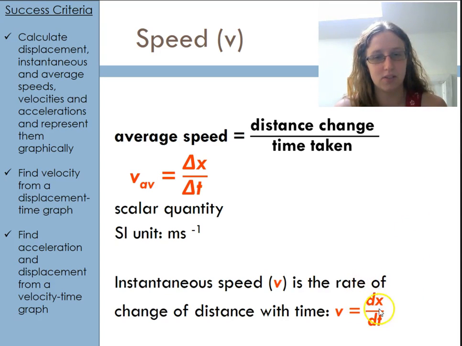Unfortunately, Windows is not very good at doing deltas nicely, so I've just got lowercase d here, but it means the same thing. Basically, it's the gradient at that point in time on a distance against time graph. If I was interested in the speed at 2 seconds into the motion, I'd look to see where the line was at 2 seconds, draw a tangent, measure the gradient, and that gradient would be dx by dt, and that would give me the instantaneous speed. So it's just the speed at that exact moment in time, whereas the average speed is looking at the speed over the whole time.